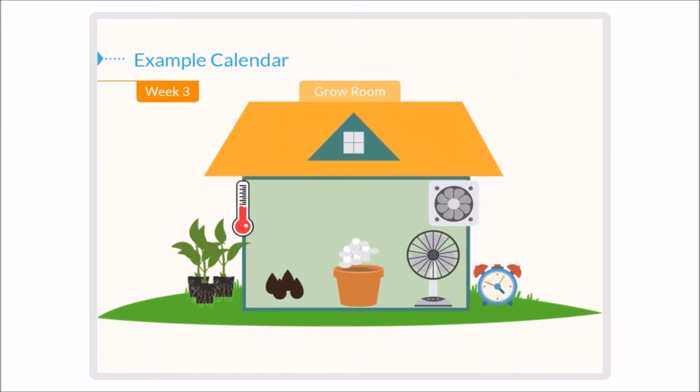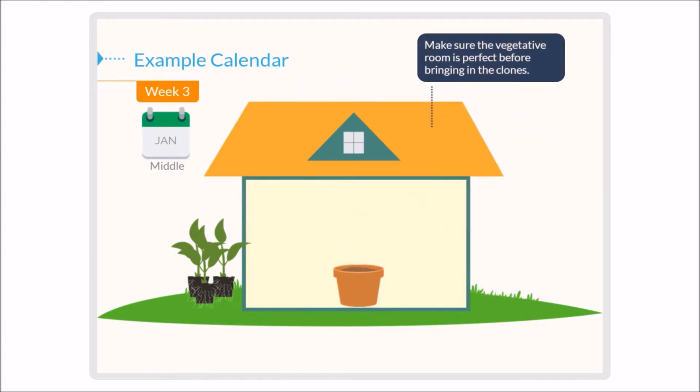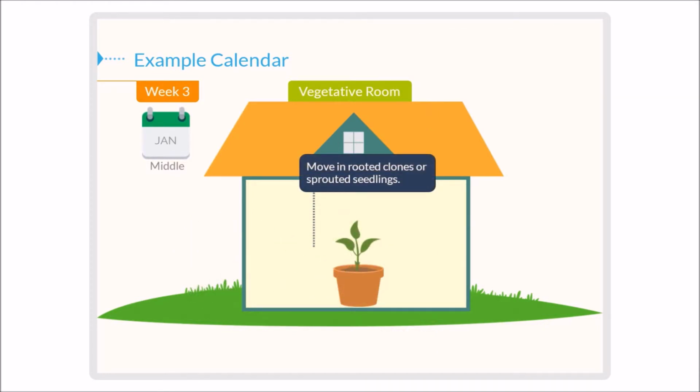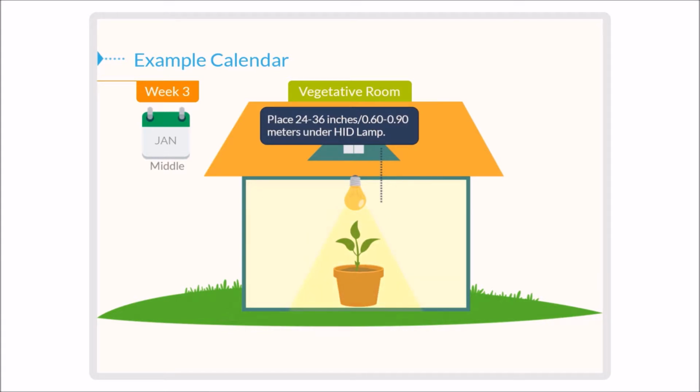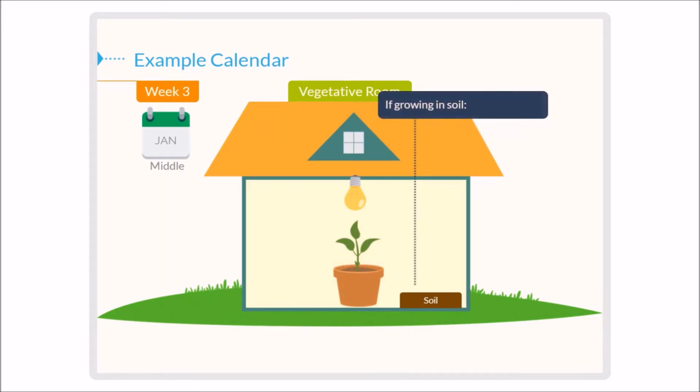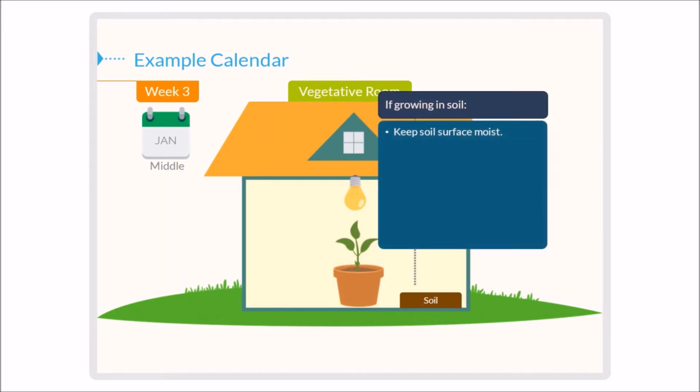Week 3. Month 1, Week 3, middle of January. Make sure the vegetative room is perfect before bringing in the clones. Move in rooted clones or sprouted seedlings. Place 24 to 36 inches or 0.60 to 0.90 meters under HID lamp. If growing in soil, keep soil surface moist. Fertilize seedlings and clones. Use an all-purpose fertilizer.